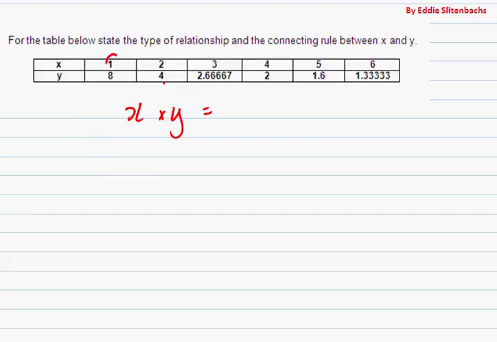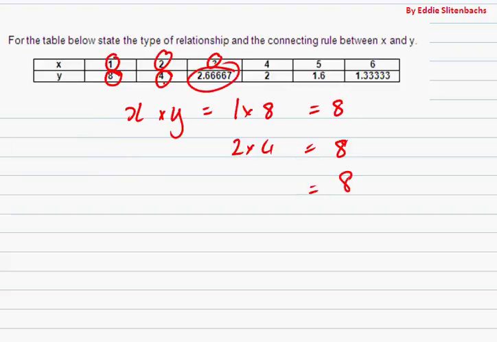So by that I mean x is 1, y is 8, 1 times 8 equals 8. Then 2 times 4 equals 8. 3 times 2.666 recurring, that's going to equal 8. Then we're back to 4 times 2 equals 8. 5 times 1.6 is going to equal 8. So we get a constant number when we multiply x and y together, and that's called a reciprocal.